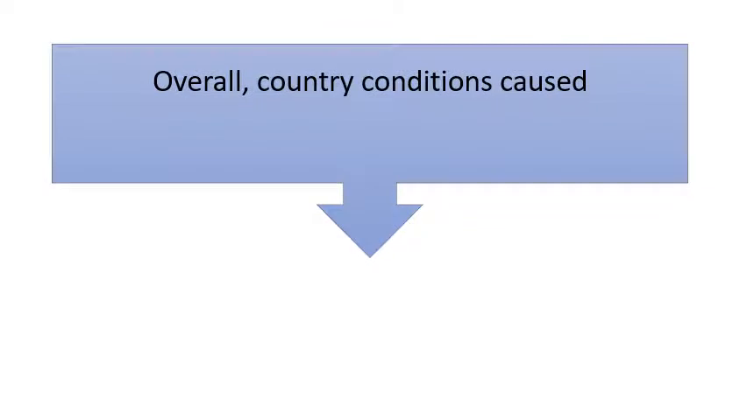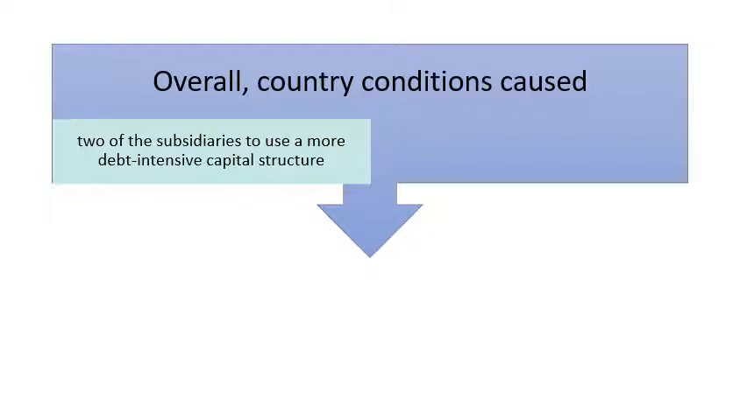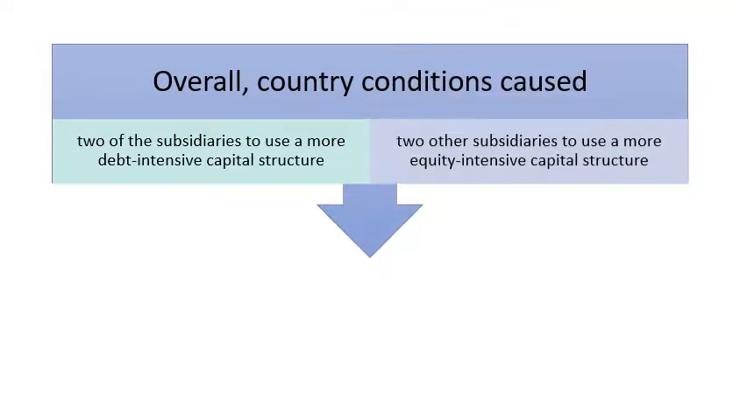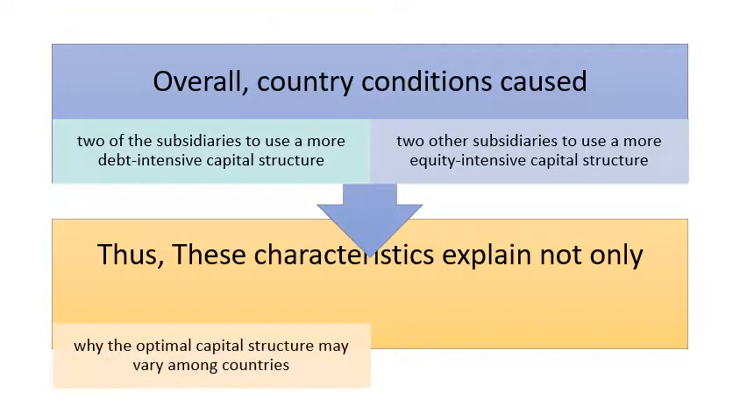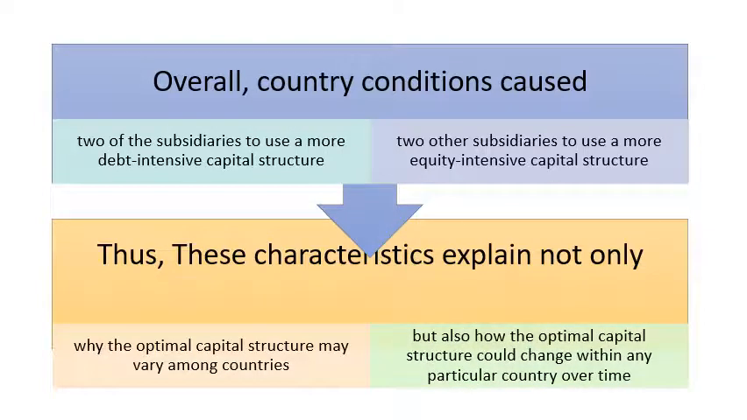In the last 4 scenarios, we know that country conditions caused 2 of the subsidiaries to use more debt-intensive capital structure and 2 other subsidiaries to use more equity-intensive capital structure. Thus, these characteristics explain not only why the optimal capital structure may vary among countries, but also how the optimal capital structure could change within any particular country over time.